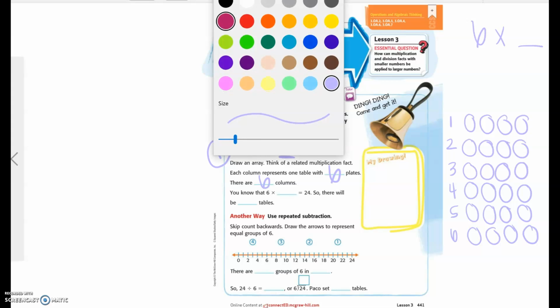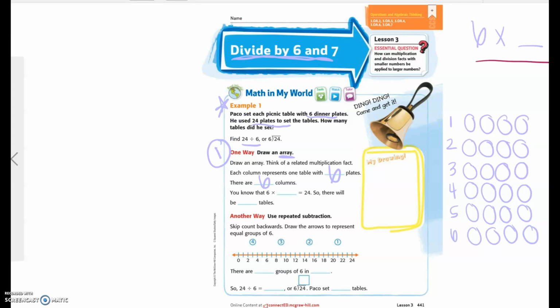Remember when I asked you to think about our multiplication fact? If you said 6 times 4 is 24, then you are right. And if I take a look at the array that I made, there are 4 tables total that each get 6 plates. So that means that there will be 4 tables.